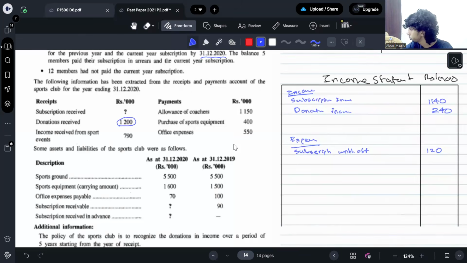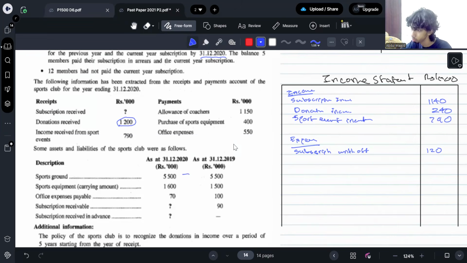Interest received, income received from sport event, and purchase of office equipment. Income received from sport event, you can record as income. There are no payable or accrued amounts. So then sport event income 790.